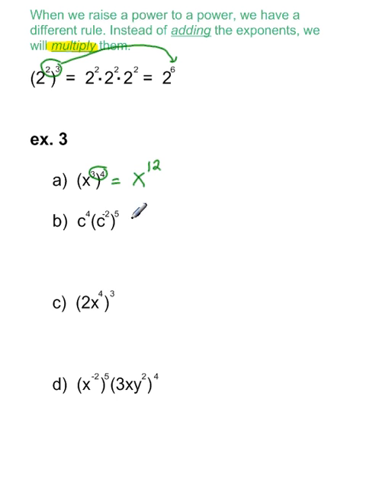For our B example, before I worry about multiplying my bases, we're following order of operations. And if you'll remember the mnemonic PEMDAS, we have to do exponents first. So before I multiply c to the fourth times c to the negative 2, I'm going to have to take care of raising a power to a power first. So I'll leave my c to the fourth alone, and instead I'm going to evaluate that second c. C to the negative 2 raised to the fifth power turns into c to the negative 10.